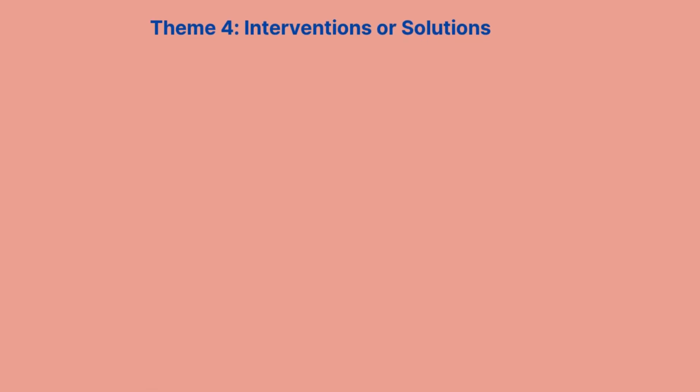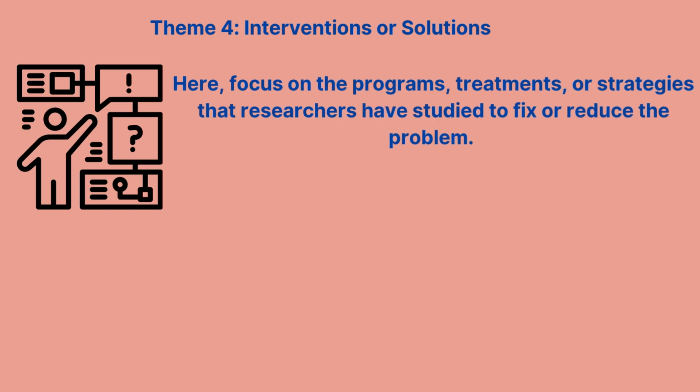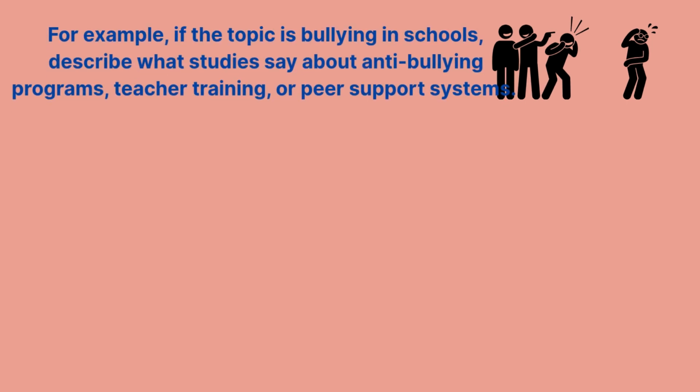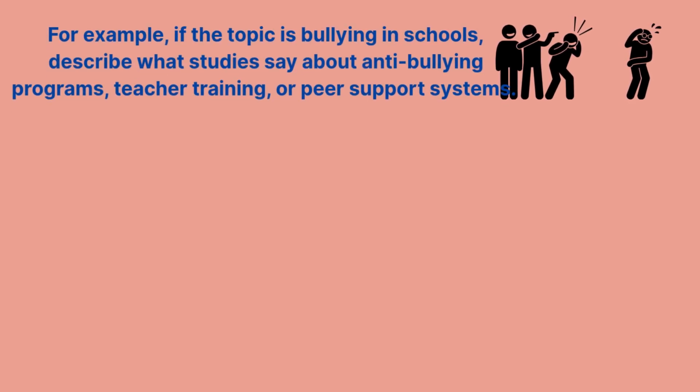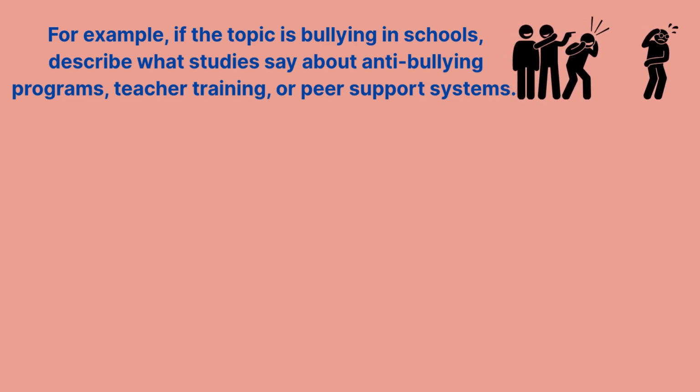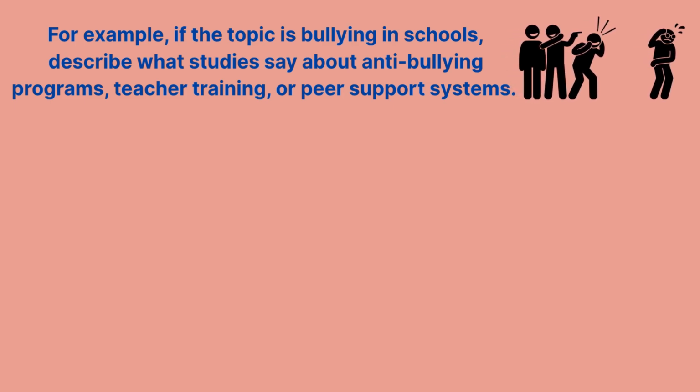Theme 4, Interventions or Solutions. Here, focus on the programs, treatments, or strategies that researchers have studied to fix or reduce the problem. These solutions could be medical treatments, school-based programs, government policies, or community-based interventions. For example, if the topic is bullying in schools, describe what studies say about anti-bullying programs, teacher training, or peer support systems.